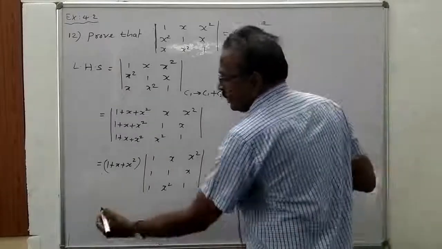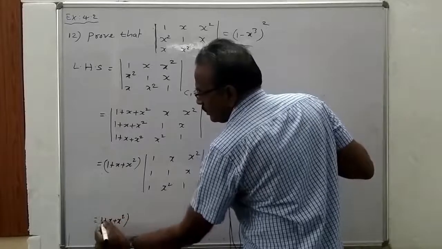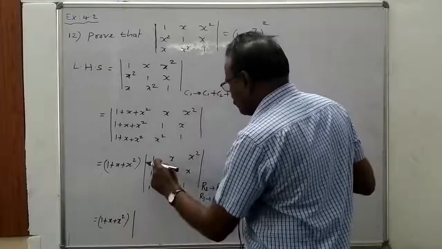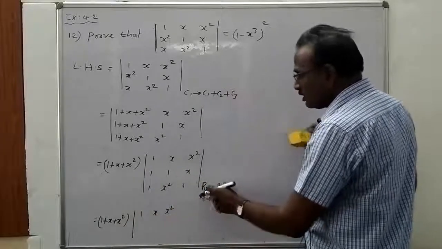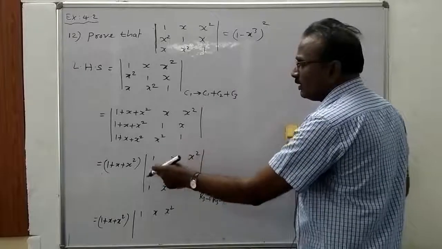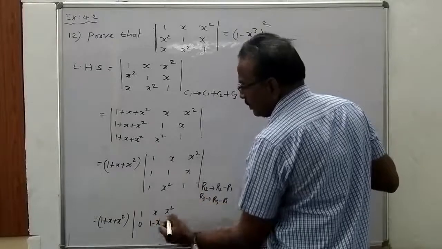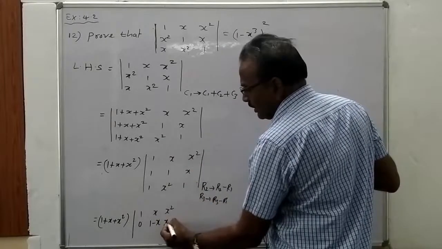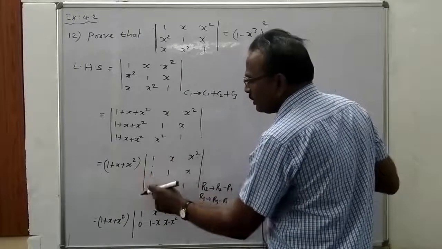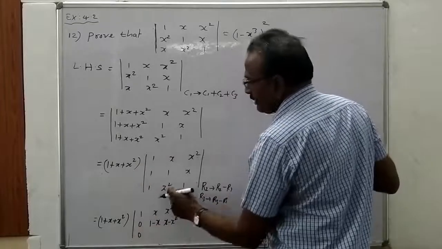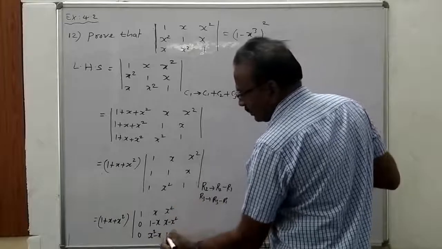So using these properties, 1 plus x square into the determinant: first row same as it is, 1 x square; second row changes to second row element minus first row element, that is 1 minus 1 is 0, 1 minus x, x minus x square. And third row changes to third row element minus first row element, that is 1 minus 1 is 0, x square minus x, next 1 minus x square.